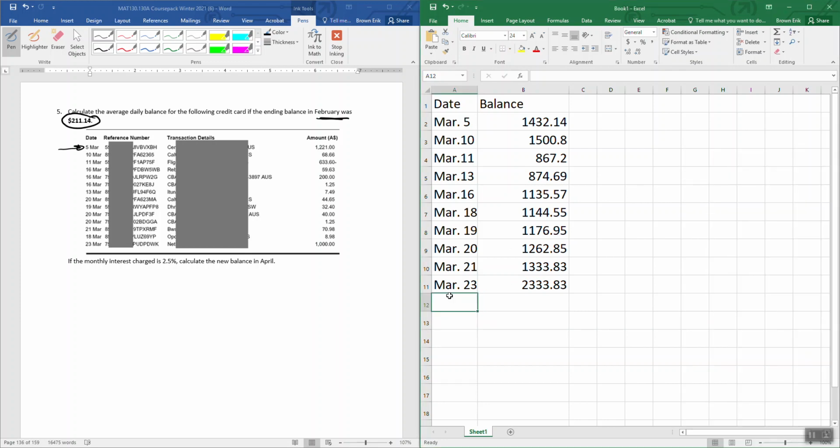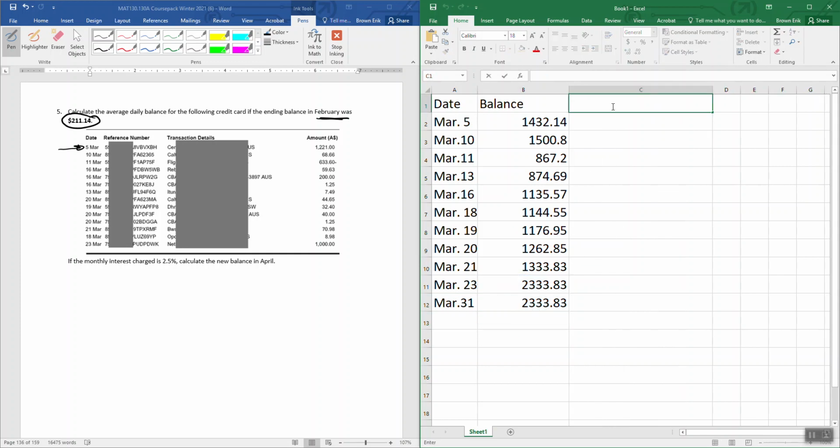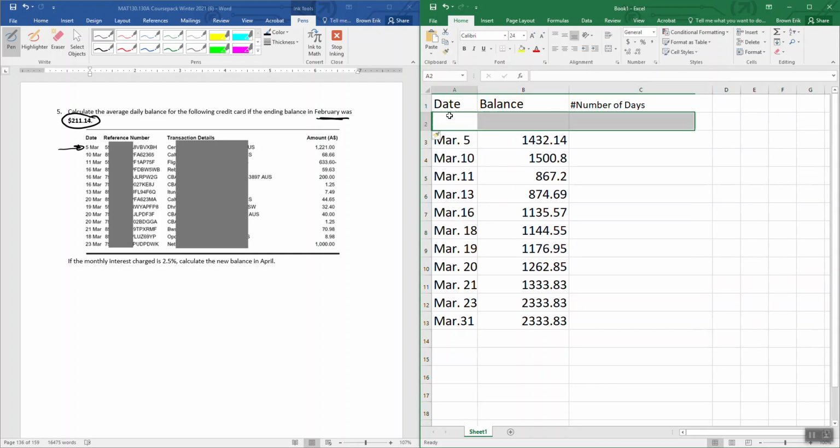So we could say the ending balance, March 31st, is that same thing. It's just this. I don't know if that helps us. Now, what we want to do here is type in the number of days that this occurs. And really, I need to put in a March 1st here because we're tracking the average daily balance. So the beginning balance for this credit card is this 211.